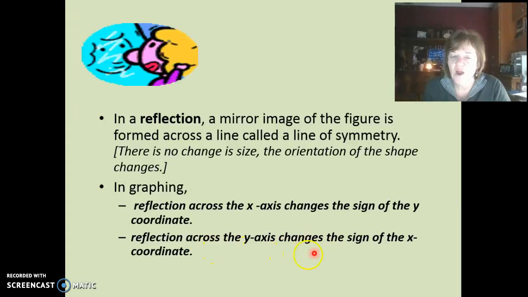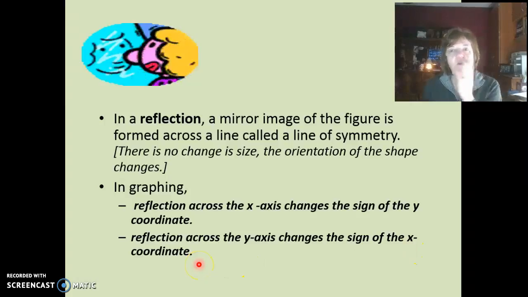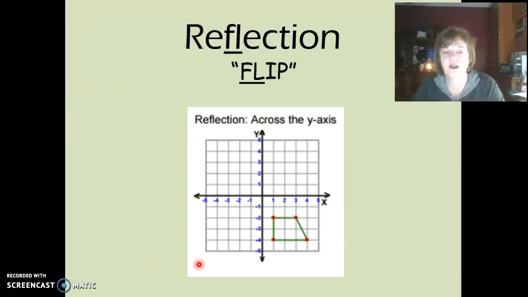And across the y-axis, if we have that as our line of symmetry, it changes the sign of the x. Ooh, interesting, huh? Let's take a look at this on a graph. So here's our little shape. And it says here, reflection across the y-axis. So where's the y-axis? That's right here, okay? Right here. So we want to have a reflection of this over here.